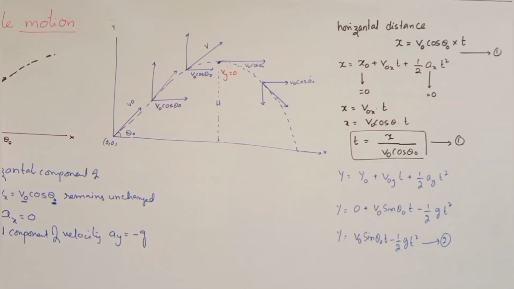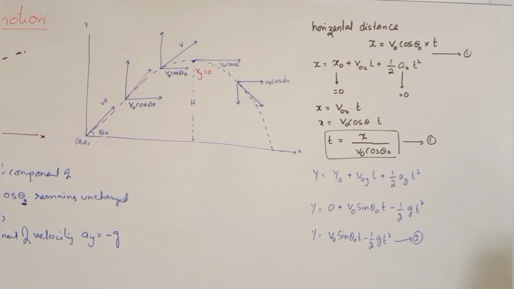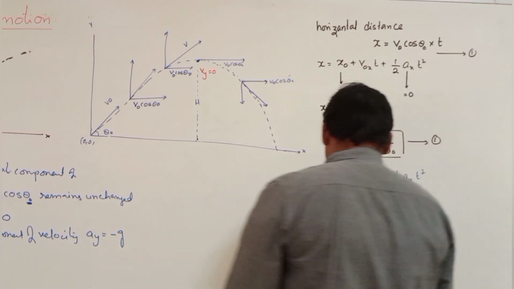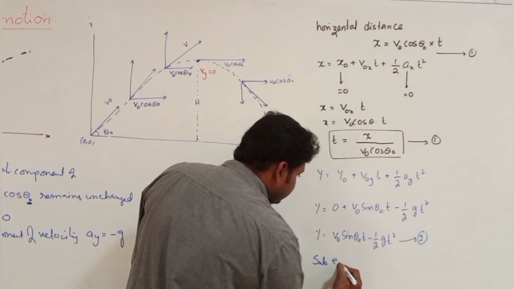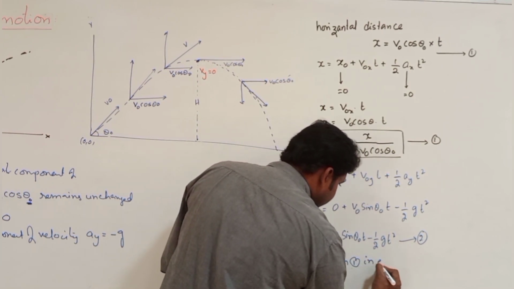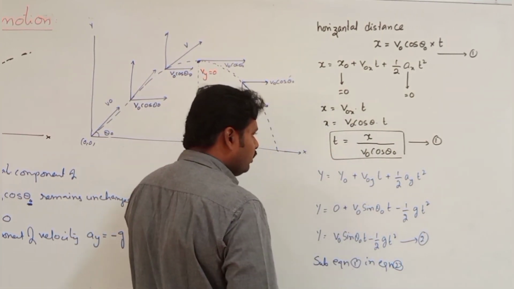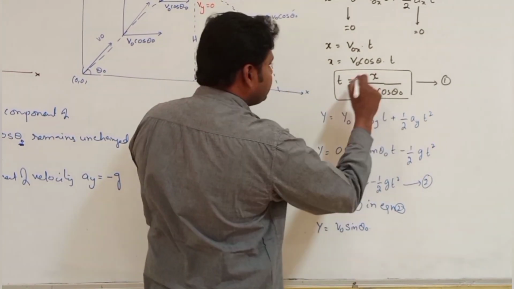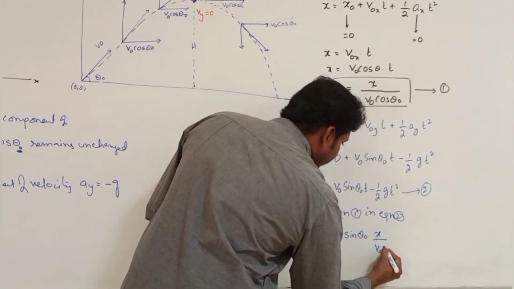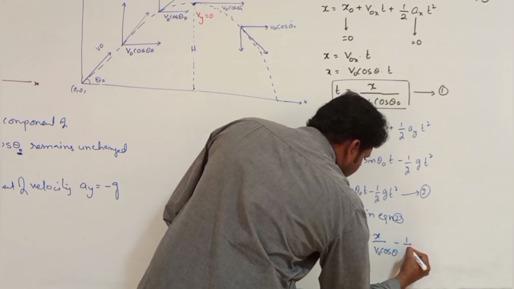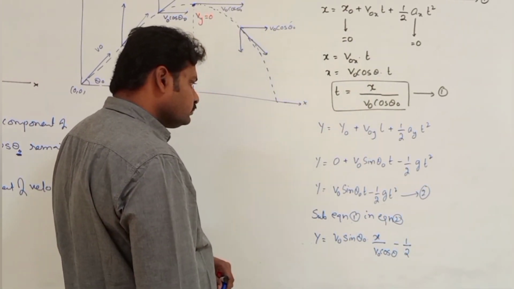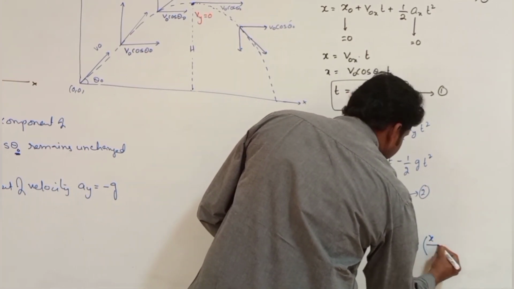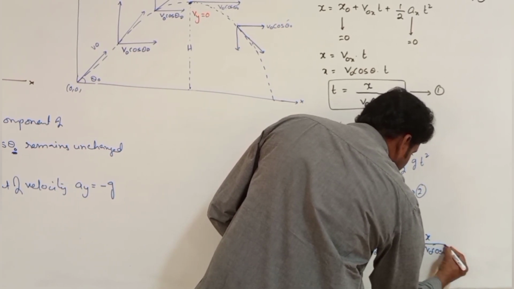So I want to eliminate the time t, so that in place of t I would substitute the t value which has been extracted from equation 1. I will substitute equation 1 in equation 2. How to write this? y is equal to V naught sin theta naught, where t is equal to x by V naught cos theta naught, minus half g into x by V naught cos theta naught whole square.